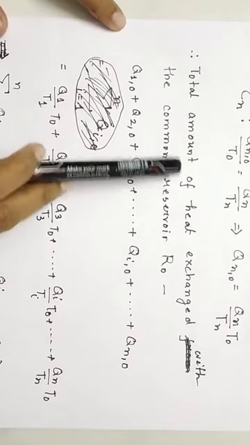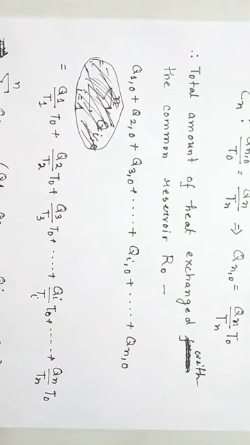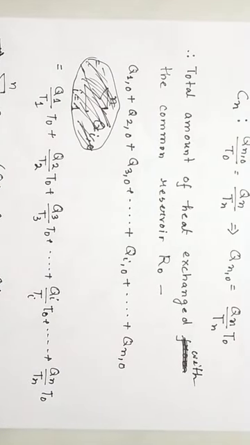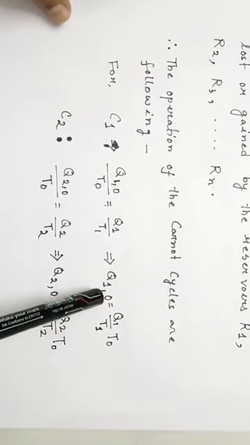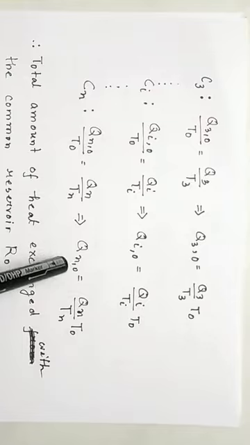So what is the total amount of heat exchanged with the common reservoir R0? Okay, so the total amount of heat which is exchanged by the n Carnot engines with the common reservoir R0 we will get if we add all these terms, that is Q10, Q20, then Q30, Qi0 up to Qn0. That is all these terms.